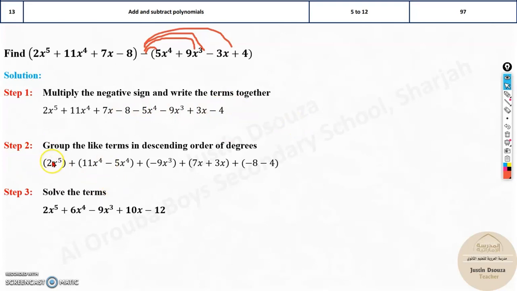Solve them by just adding them. This is as it is. Over here, 11 minus 5 is 6, minus 9x cubed, 7 plus 3 is 10, and lastly it's negative 12. That's it. So this is among the easiest of all in the part 2.